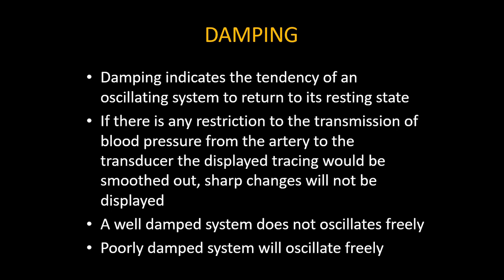Damping indicates the tendency of an oscillating system to return to its resting state. If you remember, there is a diaphragm in the transducer. With each beat of blood, the diaphragm is displacing. So it means it is oscillating against the fluid-filled column. Damping is the tendency to come back to the resting state. If there is any restriction to the transmission of blood pressure from the artery to the transducer, the displayed tracing would be smoothened out and sharp changes will not be displayed. A well damped system does not oscillate freely. A poorly damped system will oscillate freely.